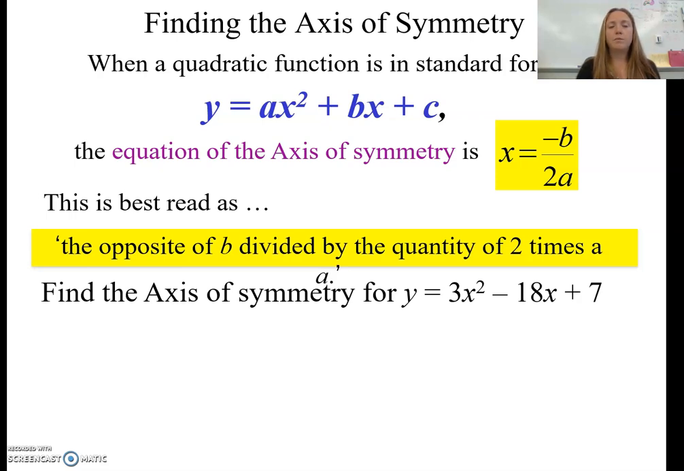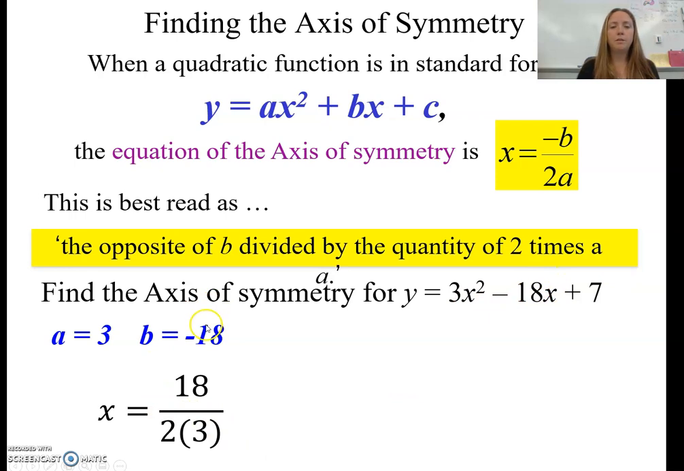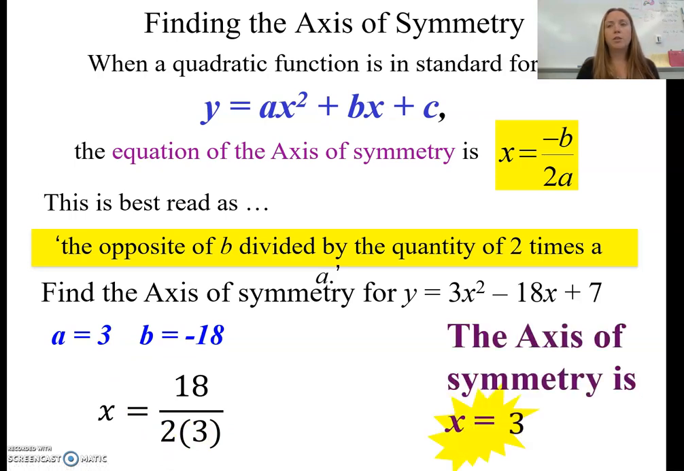So here's an example for you. We have y equals 3x squared minus 18x plus 7. We're going to do negative b over 2a. The a value is 3, found right here with the x squared. The b value is negative 18. So when we plug it in, it's going to be opposite b. So instead of a negative 18, it becomes a positive 18. And on the bottom, it's 2 times a. Well, the a value is 3, so that's where I got 2 times 3 from. So if I were to simplify that, we're really doing 18 divided by 6, which is 3.